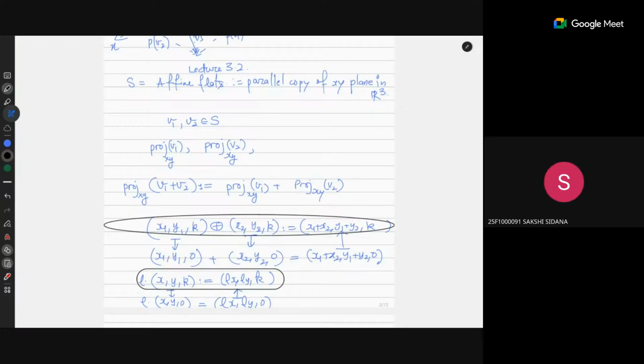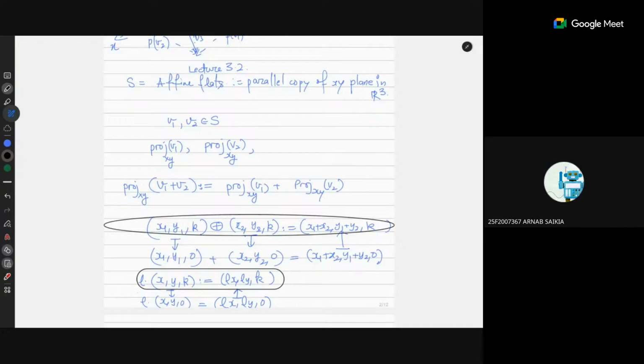Sir, just one doubt. The way it is, you project onto xy. Can we also project onto yz or zx? Yeah, that can be done. It is the same thing. You can have a plane which is parallel to the YZ plane, and that can also be defined as an affine plane by projecting it onto the YZ plane, and then you can define the operation similarly.